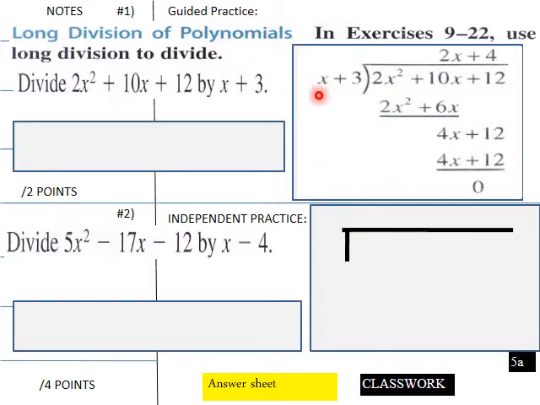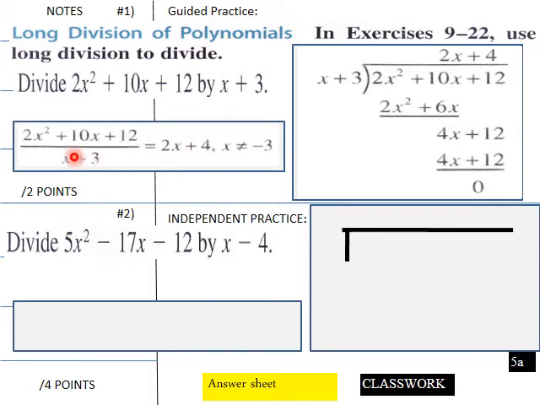So when we do that, x plus 3 divided into 2x squared plus 10x plus 12. So we get 2x plus 4 as our quotient here. 2x times x, 2x squared, then 2x times 3 would be 6x. Change signs and add. Then we get 4x plus 12, then we get 4x plus 12, we get a remainder of 0. So this would be a factor of this quadratic here. That would be how you would do it using the long division method.